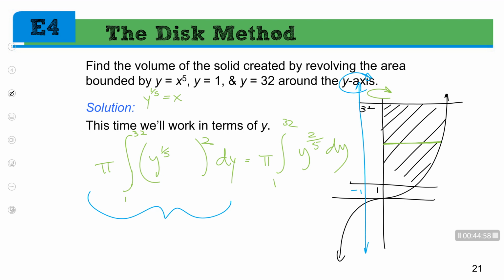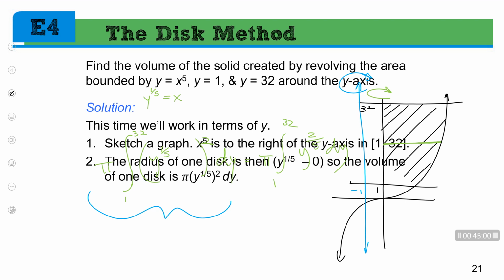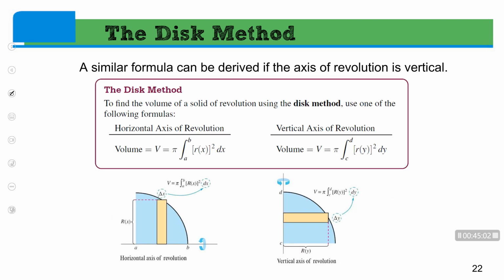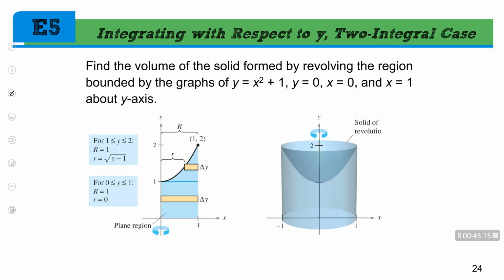Questions so far? We're good? Okay. So, just a quick summary of what we talked about already. Whether it's horizontal or vertical, if it's touching, then we have the disk method. And then what about something like this? Okay.